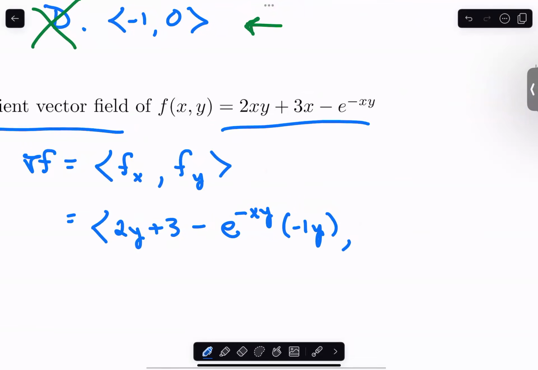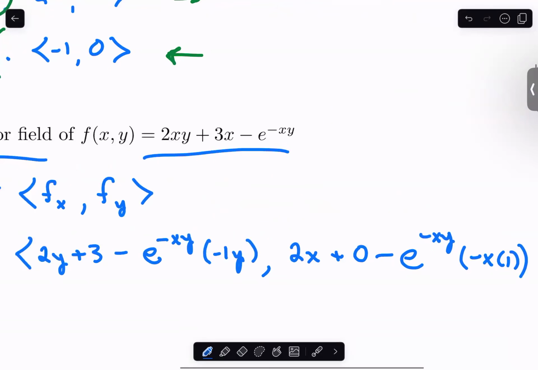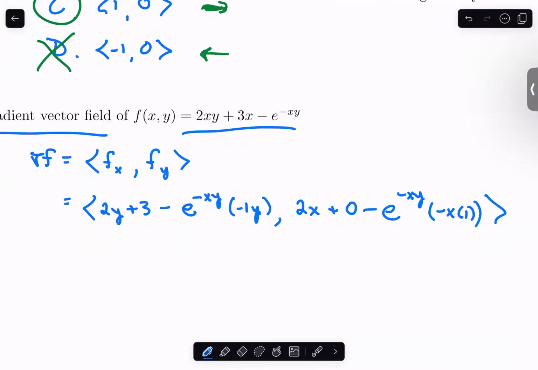Okay, now when I take the partial derivative with respect to y, I'm going to have 2x plus 0 if you'd like. You don't have to write this bit down. The derivative of e is itself, leave the inside alone. Then multiply by the derivative of the inside, again, with respect to y now. So I'm going to have -x, and the derivative of y is 1 here. So my final answer, as clean as I can make it, is 2y plus 3 plus y e to the -xy, comma 2x plus x e to the -xy.